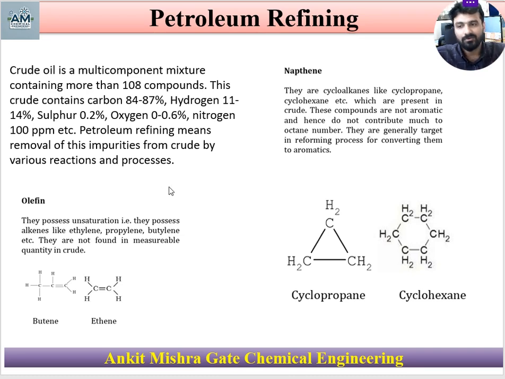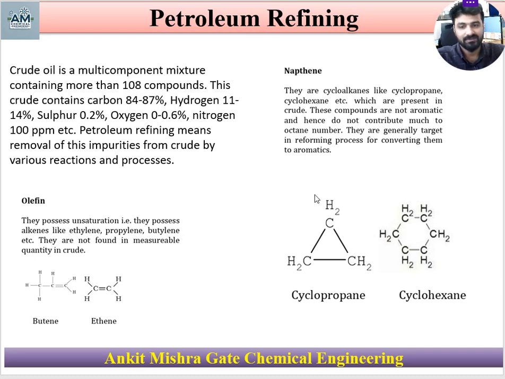So when I am talking about crude oil, olefin, naphthene and aromatics, all of these are components of the crude oil. So let's start with the olefin. Olefins generally possess unsaturated compounds, like alkenes: ethylene, propylene, butylene, all of these things, and they are not found in measurable quantity in crude oil, right? So this is one component of the crude oil.